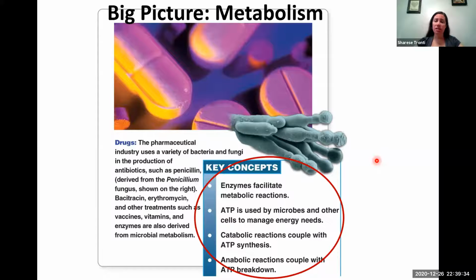Also, some key concepts about metabolism. It's enzymes that are facilitating these metabolic reactions. So that's where we're going to start. We're actually going to start by talking about enzymes. Also, ATP is another big one. ATP is used by all cells for energy use. And so our next step is we're going to look at ATP. Then, as we already discussed, we have catabolic reactions and anabolic reactions.